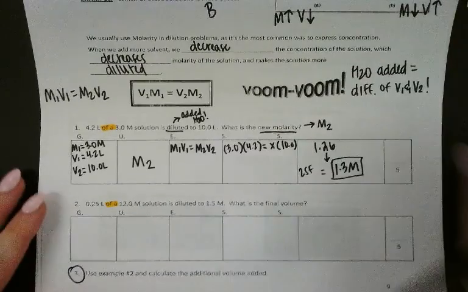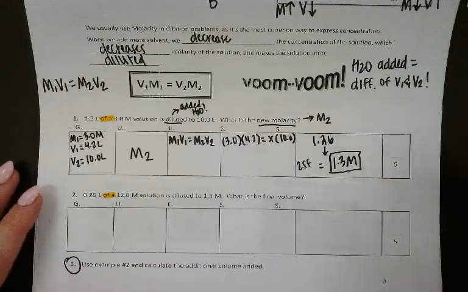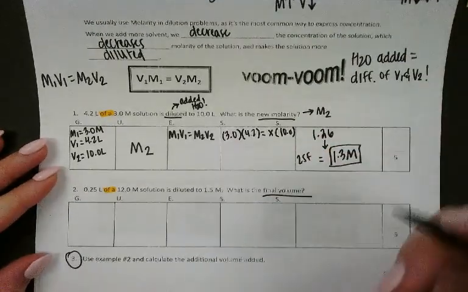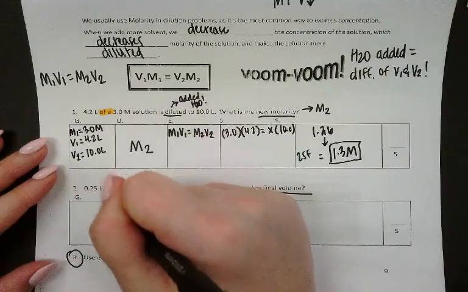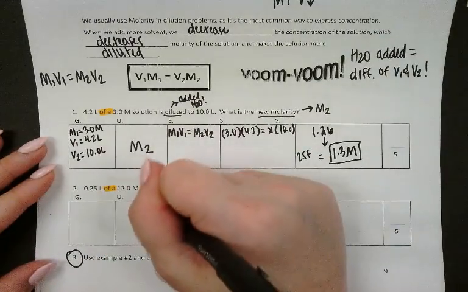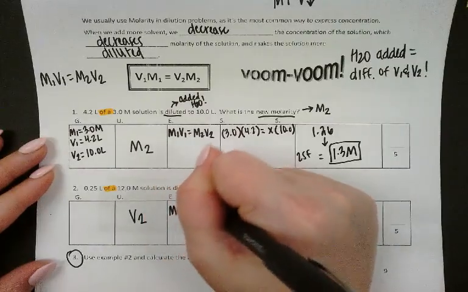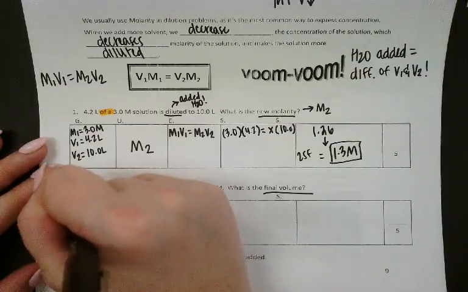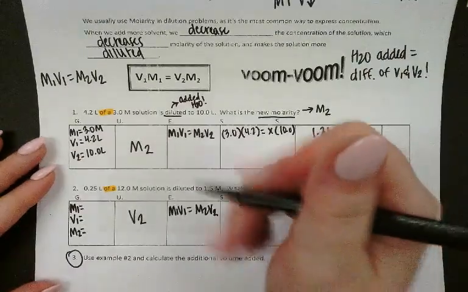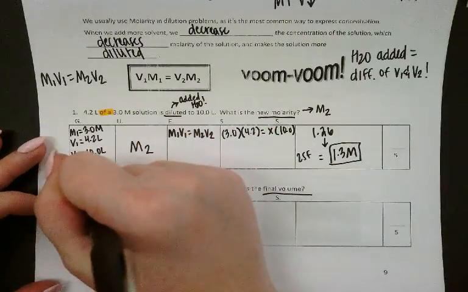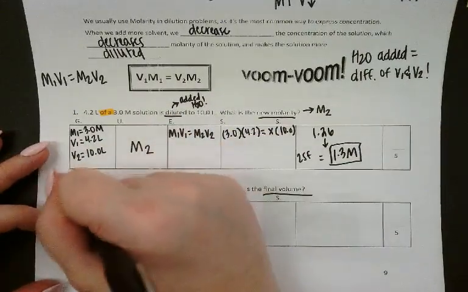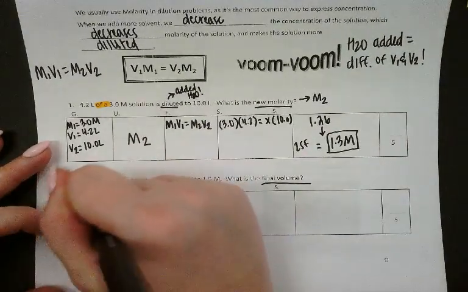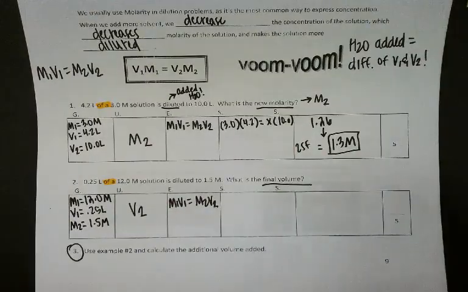Alright, number 2. 0.25 liters of a 12 molar solution is diluted to 1.5 molar. What is the final volume? So that's nice because it's telling you that you need to find V2. M1V1 equals M2V2. So I'm given M1, V1, and M2. My M1 is 12 molar. My V1 is 0.25 liters. And my M2 is 1.5 molar. So now I can plug in what I have.